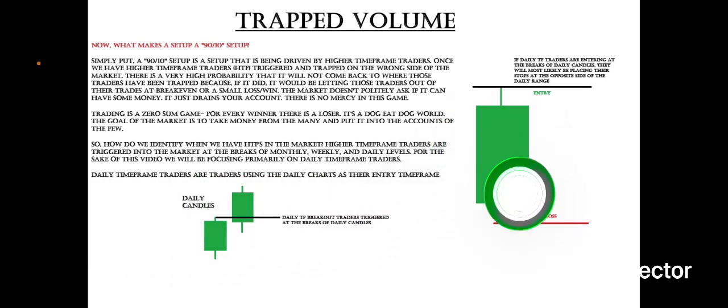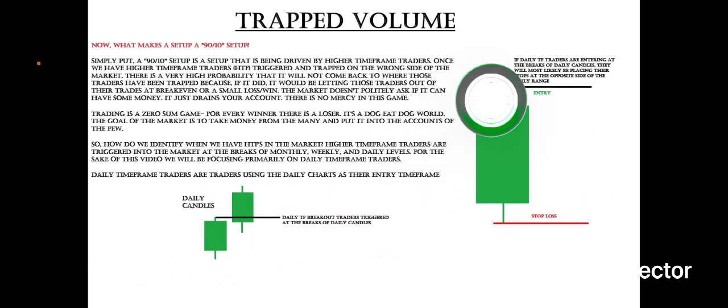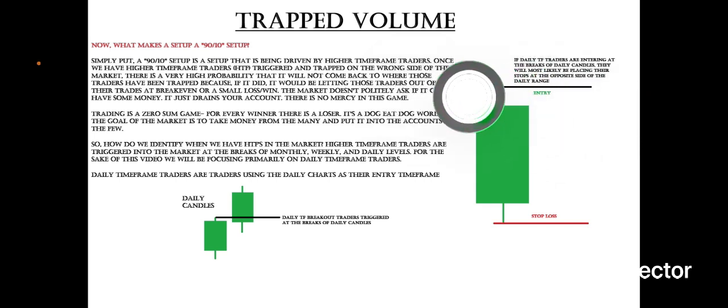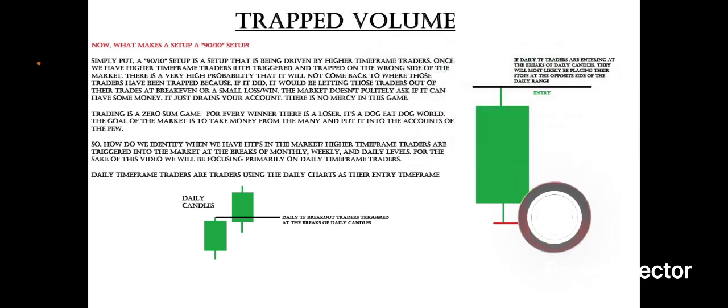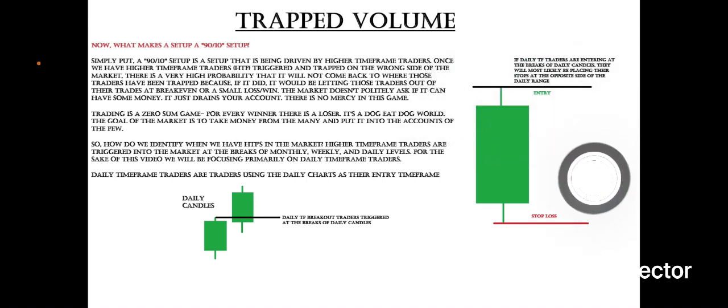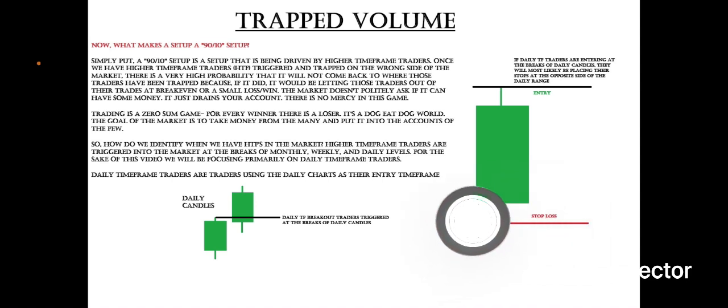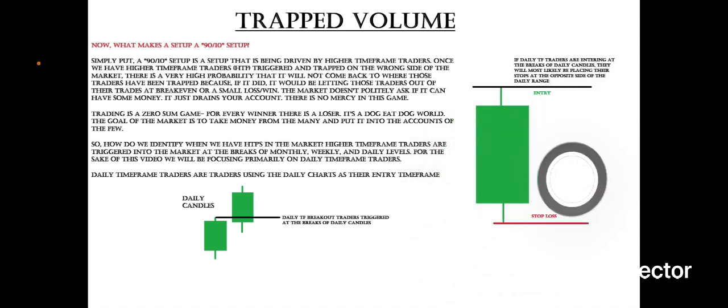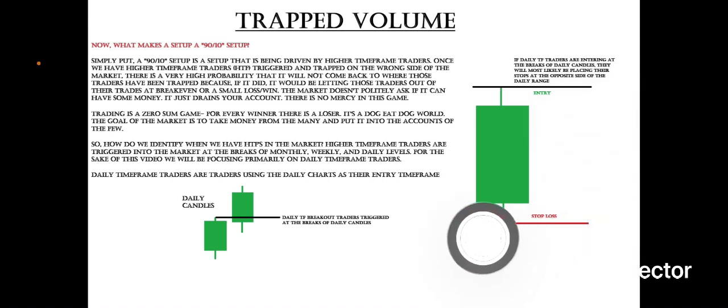Now, if daily time frame traders are entering at the breaks of daily candles, they will most likely be placing their stops at the opposite side of the daily range. So if the new day opens and breaks this day's high, they're getting in right there, and they're going to put their stop loss on the opposite side of that range. It's either going to be at the low of the current day, of the new day, or the low of the previous day.